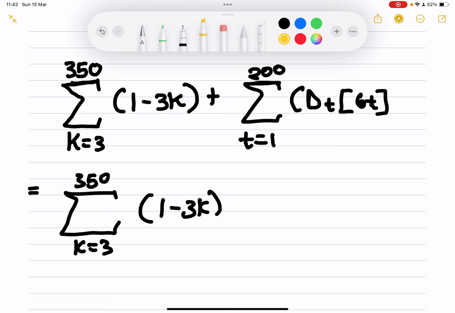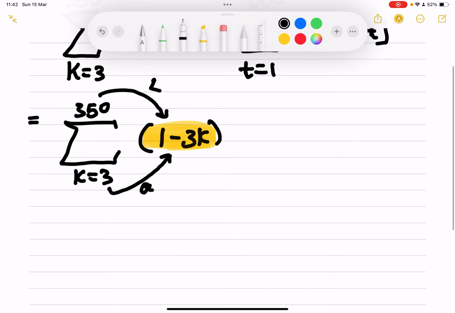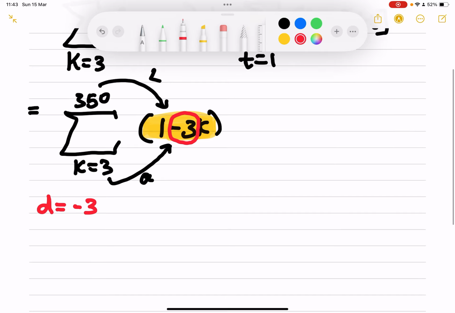And by looking at my Tn formula, I can tell that this is indeed an arithmetic series. On an arithmetic series, to get your A, you substitute this value into the formula. To get your last term, you substitute that value into the formula. And then your D is basically the coefficient of the variable. So our D in this case will be minus 3. You just always take the coefficient of the variable. That's your difference.